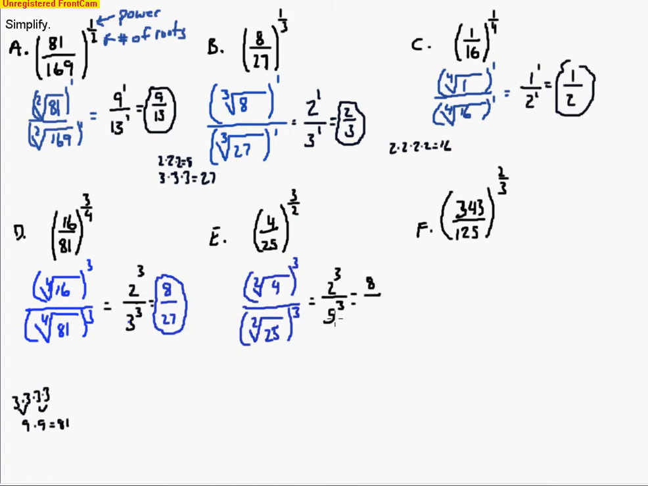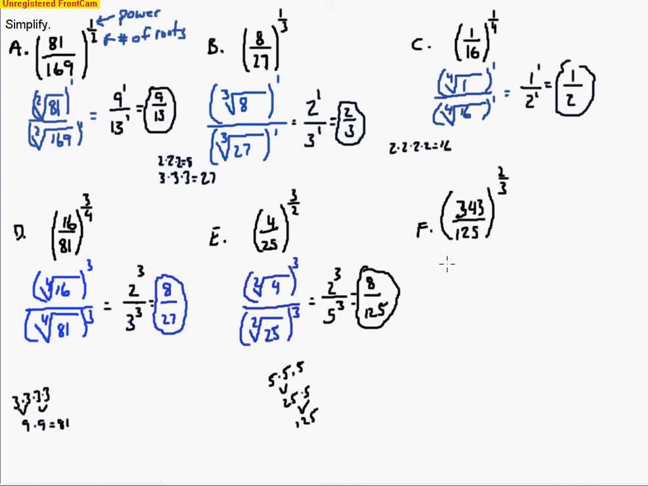But how about this 5 to the third? Well, 5 times 5 makes 25. But we still have one more 5 to multiply by. So 5 times 25, think of quarters. How many quarters make, or 5 quarters make how much money? $1.25. So there it is, 125. 8 over 125.